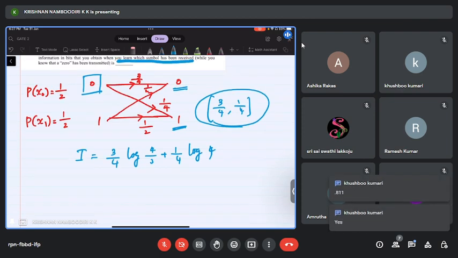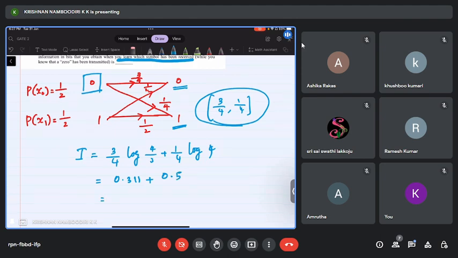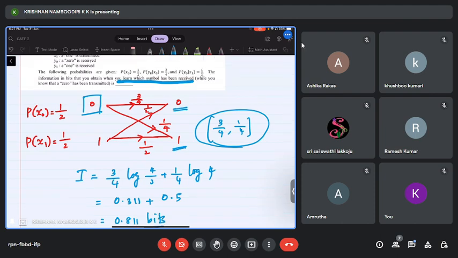So this is nothing but 0.311 plus half, right? So log 4 is 2, 2 by 4 is 0.5. So the answer is nothing but 0.811 bits. Any questions? Is it clear or not clear?